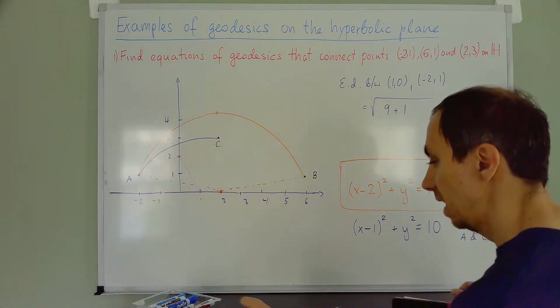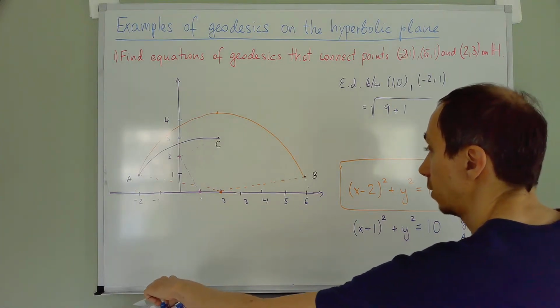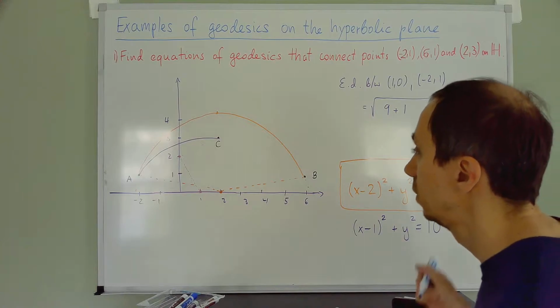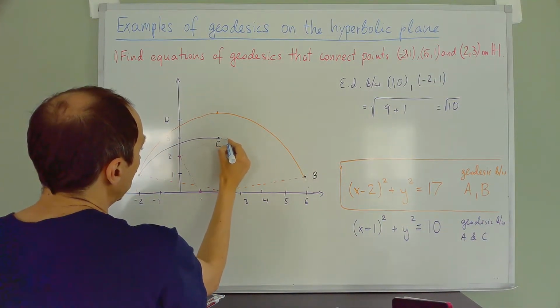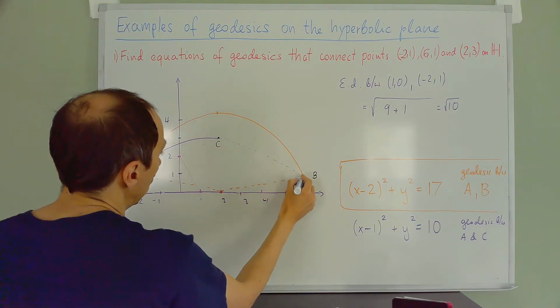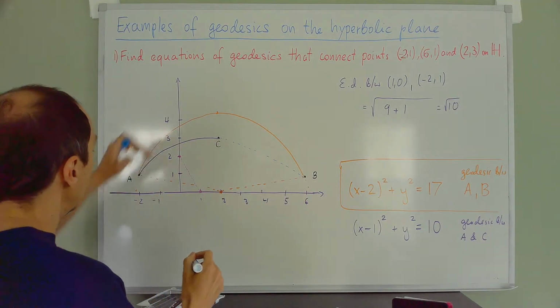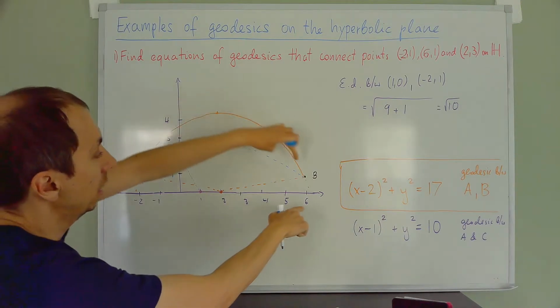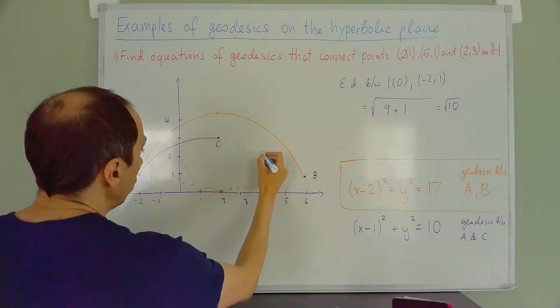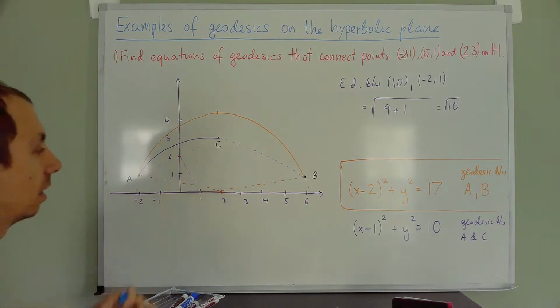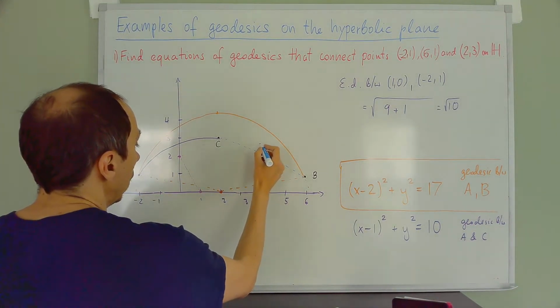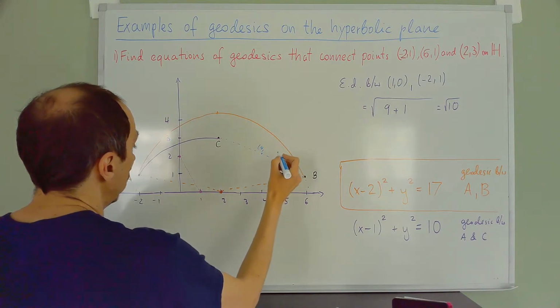So I need to do the same calculation between the B and the C. So again, I'm joining these two by a straight line segment. It goes between 2, 3 and 6, 1. So the point in the middle is going to be exactly 4, 2.